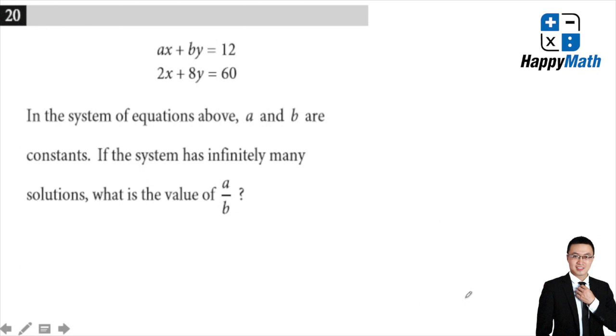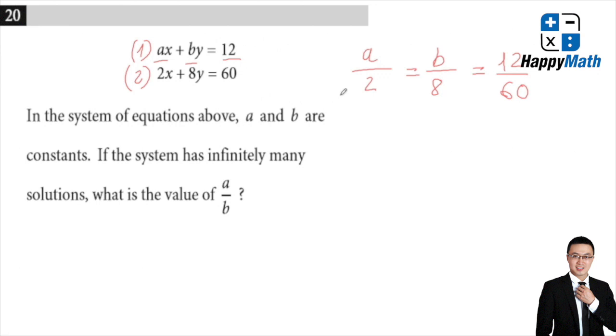The last one for section 3. The system of equations above, a and b are constants. If the system has infinitely many solutions, what is the value of a over b? Because we have infinitely many solutions, it means the first equation will be a ratio or proportion of the second one. I mean the coefficient for x will be equal to the coefficient for y, and equal to the coefficient of the constant number.